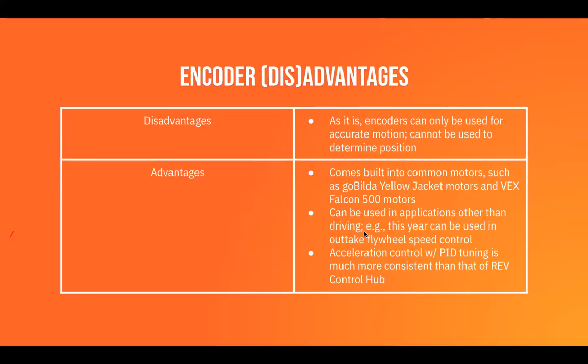Some disadvantages are that it can only be used in accurate motion, and position cannot really be determined if it's a more complicated route. It can be built into common motors, it can be applied in the outtake, and of course acceleration is a lot more consistent.